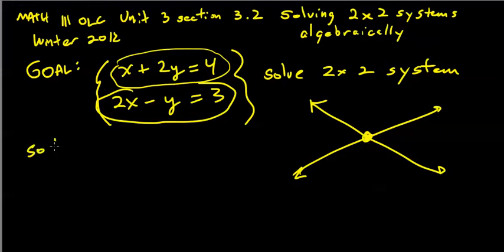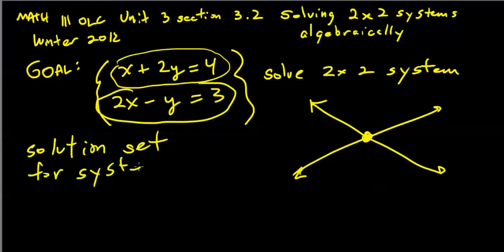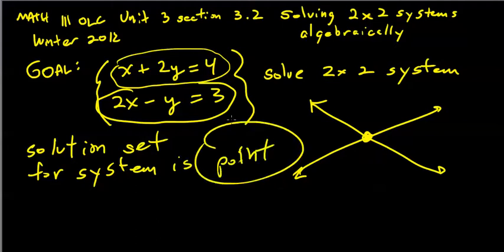Let me write that down. The solution set for both equations in the system is a single point of intersection of those two lines. Now, in section 3.1, which we're going to pretty much bypass, they talk about solving things graphically.